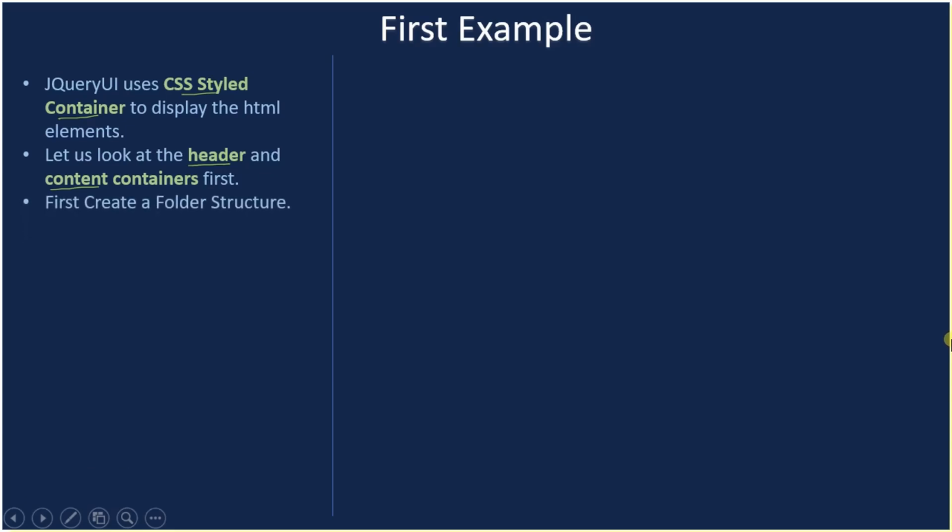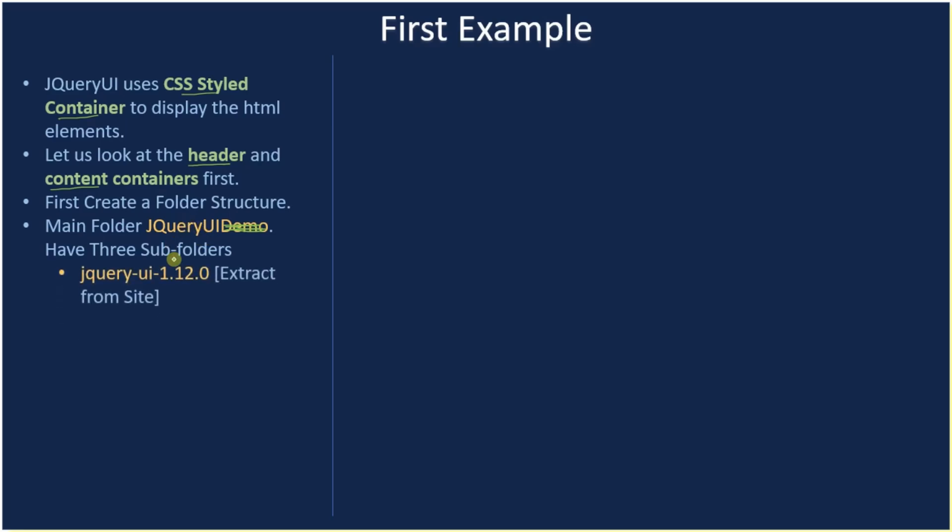First we will create the folder structure. The main folder we used is jQuery UI. In the previous video we created the setup demo, we removed it and we created a folder called jQuery UI, and then we have three subfolders. In the previous video we extracted jQuery UI 1.12. This specific folder contains the API required for jQuery UI as well as, through an external subfolder, jQuery. So both APIs are there in this specific folder.